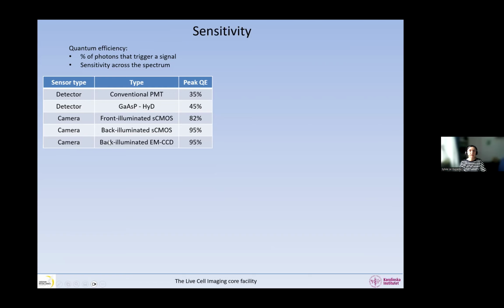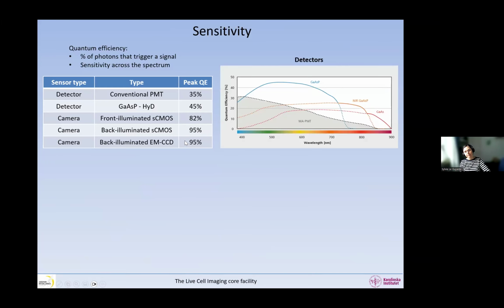With cameras, we have different types of cameras, but basically we are in the best types of camera, the back illuminated CMOS. You see these have 95% quantum efficiency, which means that at the peak, we detect almost all the incoming photons. Now I say at the peak because it's different across the spectrum. So you can see here the spectrum of light that we are actually imaging.